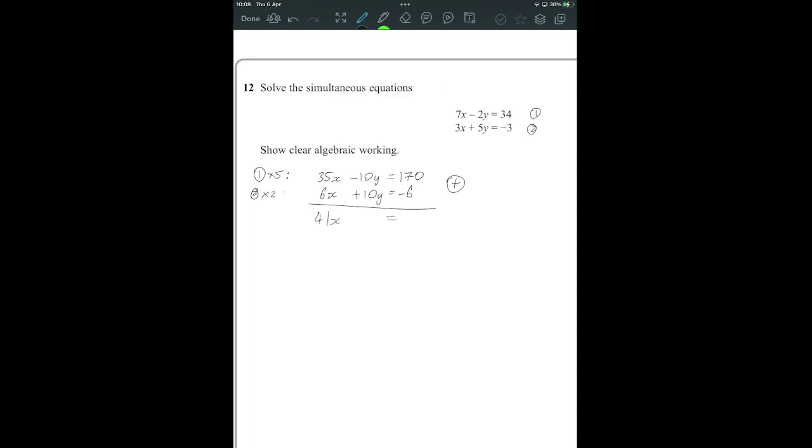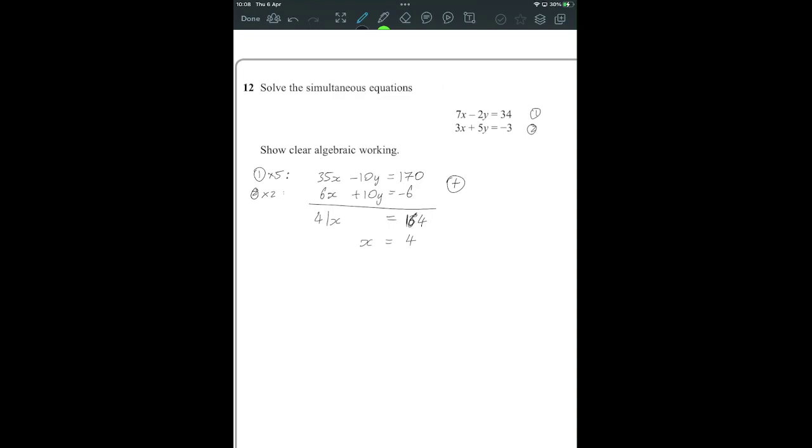41x, those disappear, is 154. Nope, 164. Dividing through, and I'm hoping this comes out as a whole number. 41 is prime, is incredibly nasty. So if this didn't come out nicely, I would have been sad, but it was absolutely fine. X comes out to be 4.